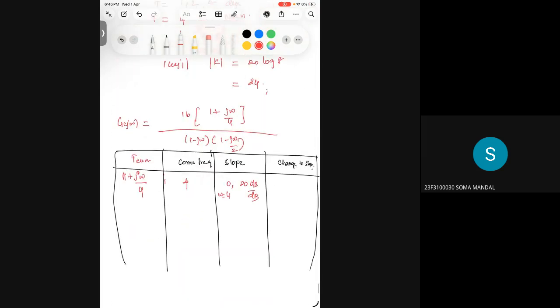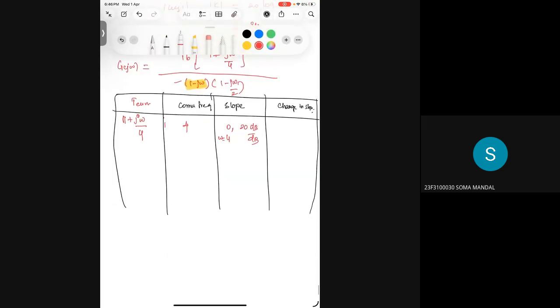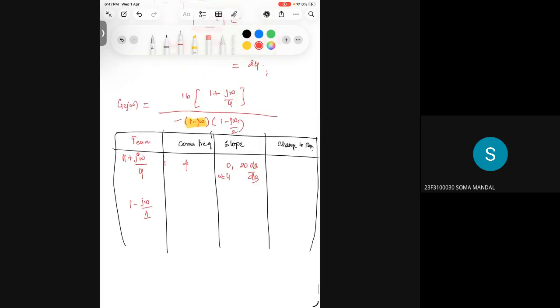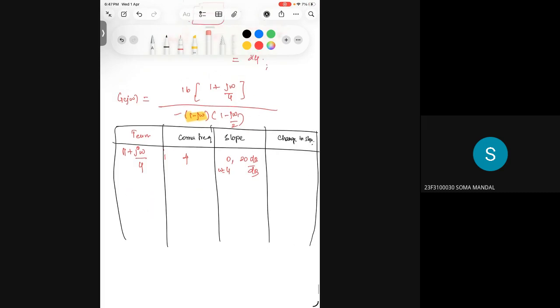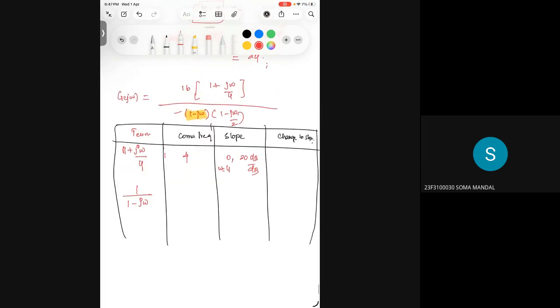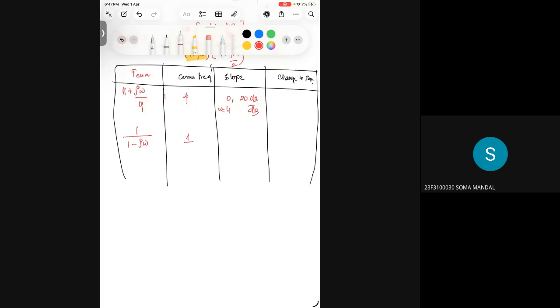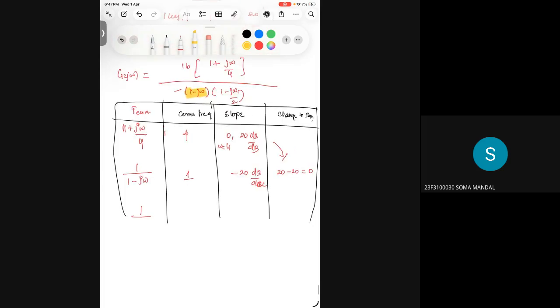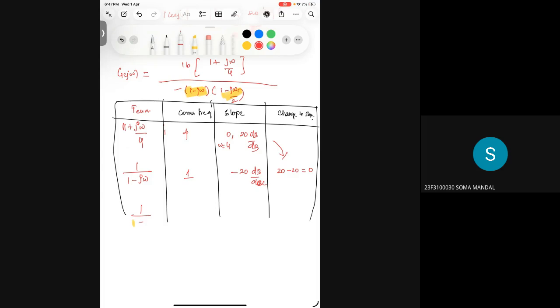The next term, that is in the denominator, this I am going to choose. For this, it will be 1 by j omega by 1. Sorry, instead of writing this, it will become 1 by 1 minus j omega, right? So for this, the corner frequency is 1. For this kind of system, the slope will be minus 20 decibels per decade. Since the numerator gave 20 and here it is minus 20, the change in slope becomes 0.